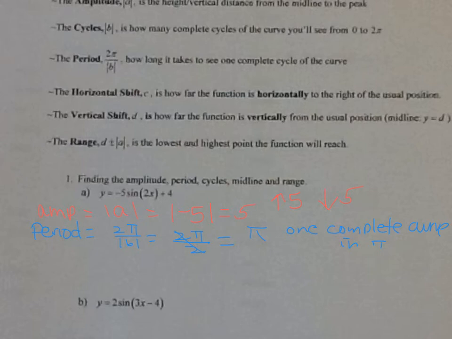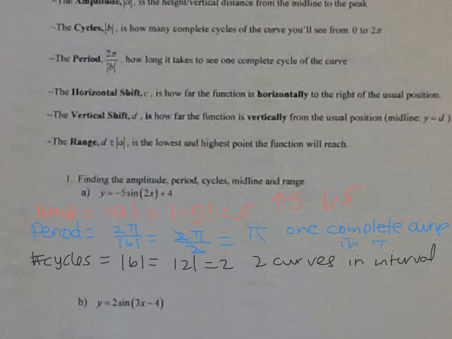All right, the next thing we want to do is the number of cycles. The number of cycles is the absolute value of b, and my b is absolute value of 2, which is 2. So I see two curves in the interval 0 to 2 pi. So in a 2 pi interval, it's two curves.